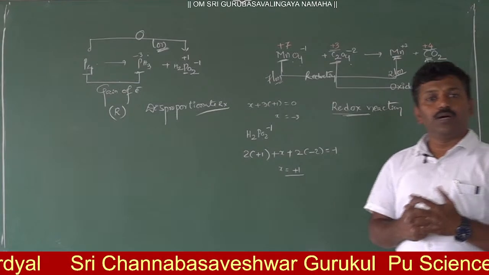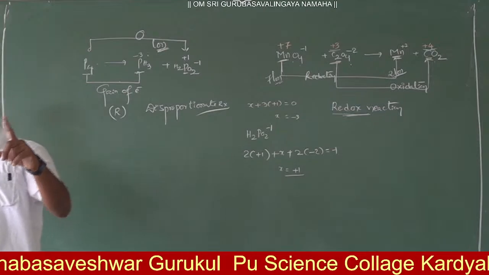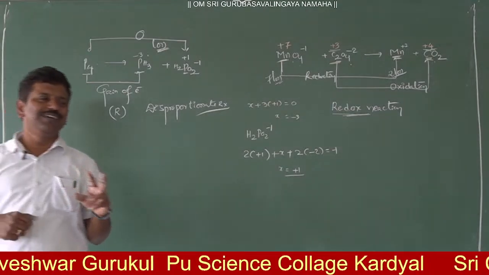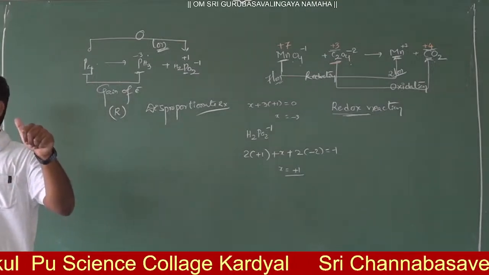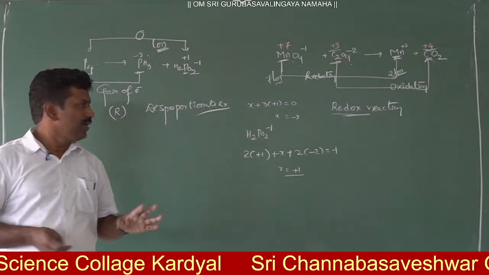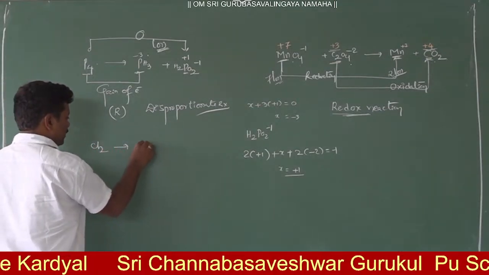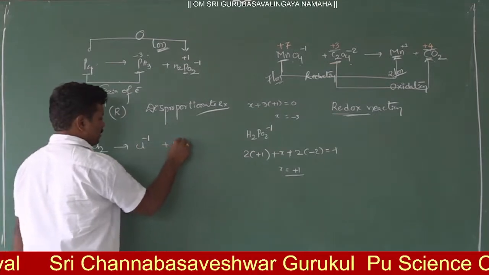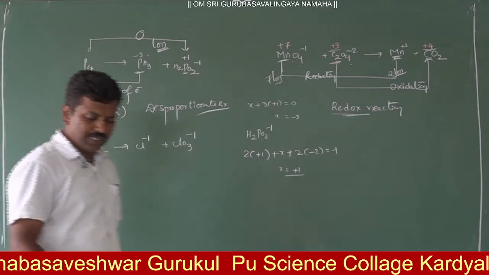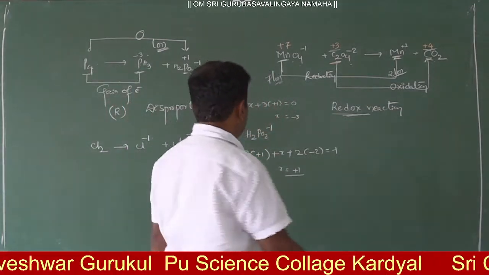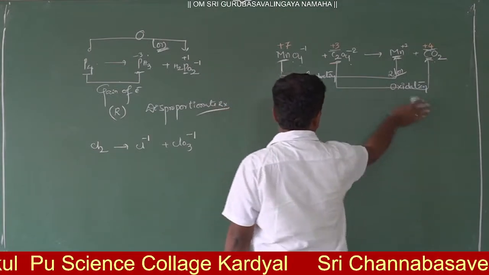Up to now, 4 variants came: oxidation, reduction, redox, disproportionation. And one more, the comproportionation. Write down one more: Cl2 gives rise to Cl minus and ClO3 minus. Let us see how many members finalize the oxidation states of the given components. Make it fast.